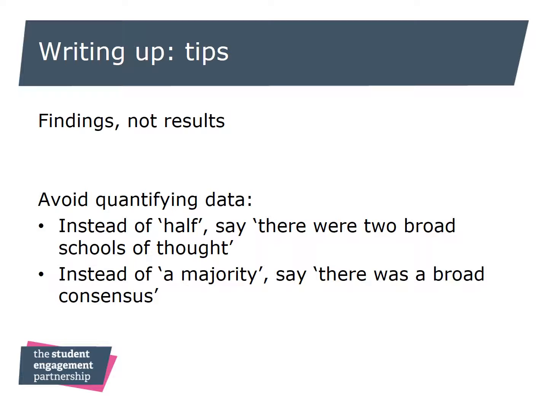Similarly, try to avoid quantifying your data. Mentioning the number of comments for a specific theme can highlight the importance of a certain issue to the student body, but try not to say things like half or a majority. Particularly with a generic award such as Best Teacher, where students themselves choose which themes they want to comment on, comments can't be said to be representative of the whole cohort's views. It's safer to summarise with phrases like broad school of thought or broad consensus, highlighting any anomalies to ensure validity.